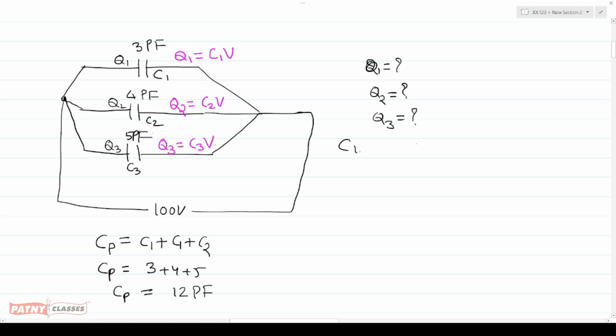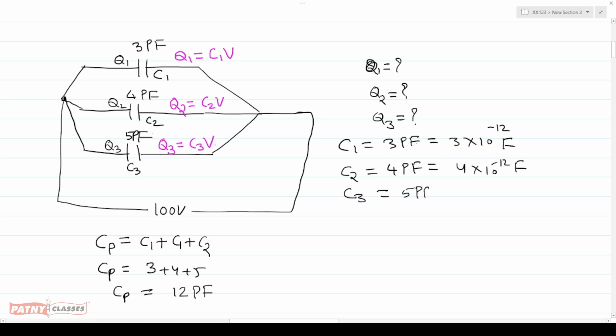We have C1 equals how much? 3 picofarad. So first convert into farads: 3 into 10 raised to minus 12 farads. Then C2, that is 4 picofarad, equals 4 into 10 raised to minus 12 farads. Similarly, C3 equals 5 picofarad, that equals 5 into 10 raised to minus 12 farads.